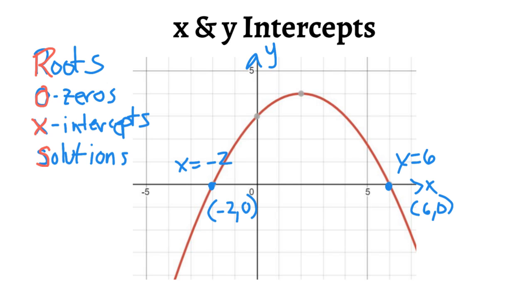For the y-intercept, we're now referring to where it crosses the y-axis because it intercepts the y value or the y-axis in the graph. So this point right here would be considered the y-intercept. And in this case, it equals y equals 3 or 0, 3. Now the x value is 0 and the y value is 3.